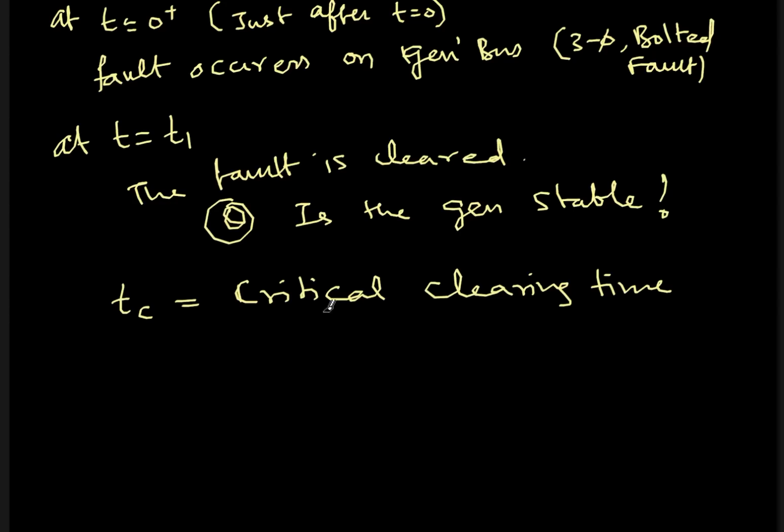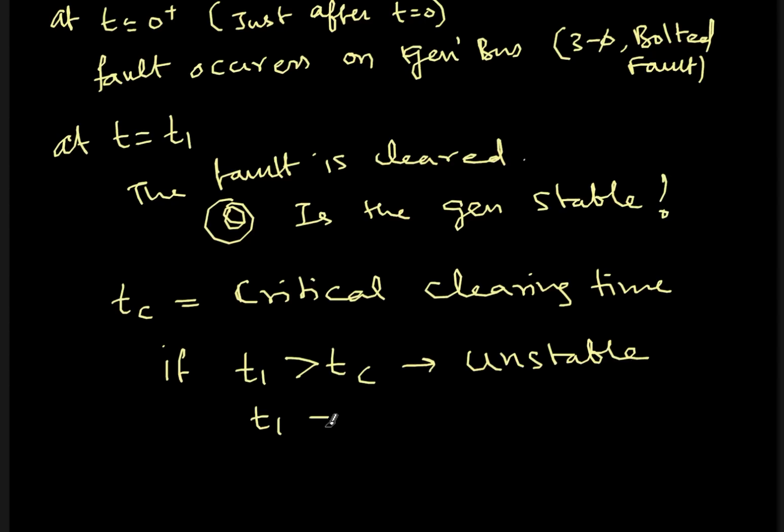Therefore, the fault has to be cleared before that time. So if T1 is greater than TC, then unstable. If T1 is equal to TC, that is critically stable, and if T1 is less than TC, then it is stable. Therefore, it is very important to clear the fault before this critical clearing time so that I am able to maintain the stability of the system.